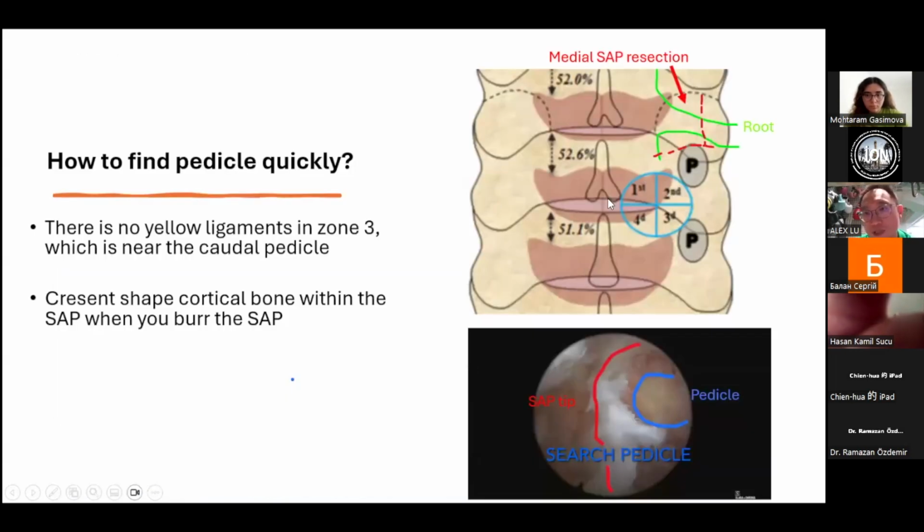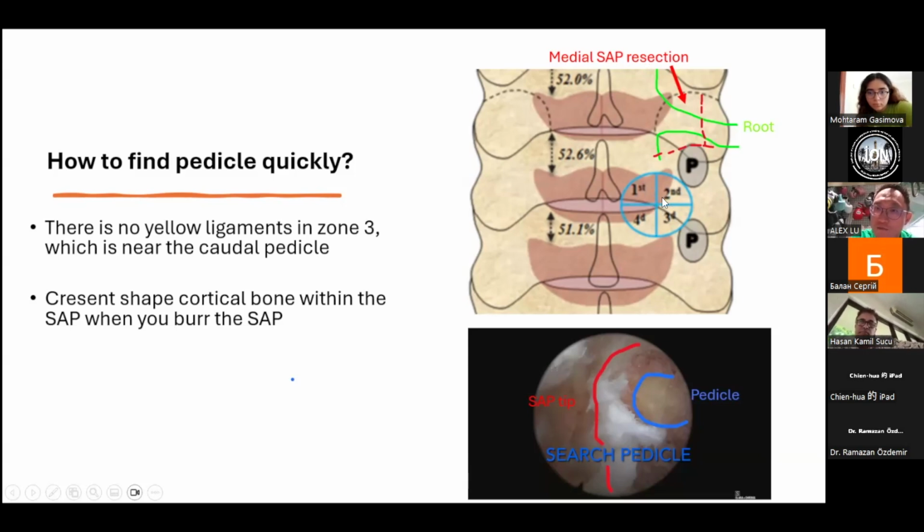And what's important is where the pedicle is. So let's see here. I call this medial SAP resection. So majorly it is this part, the red part, because the nerve root goes here and outside of the pedicle, there's nothing ventrally. So you cut this part to decompress. And what's important is the pedicle. So we come back to this circle, the quadrant 1, 2, 3, 4. Quadrant 3 is very near the pedicle.